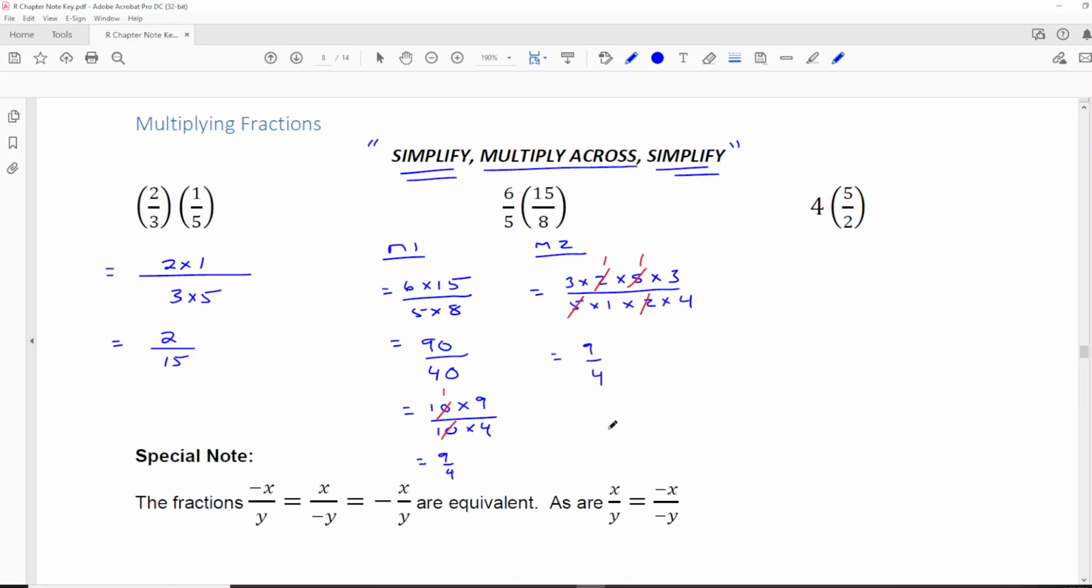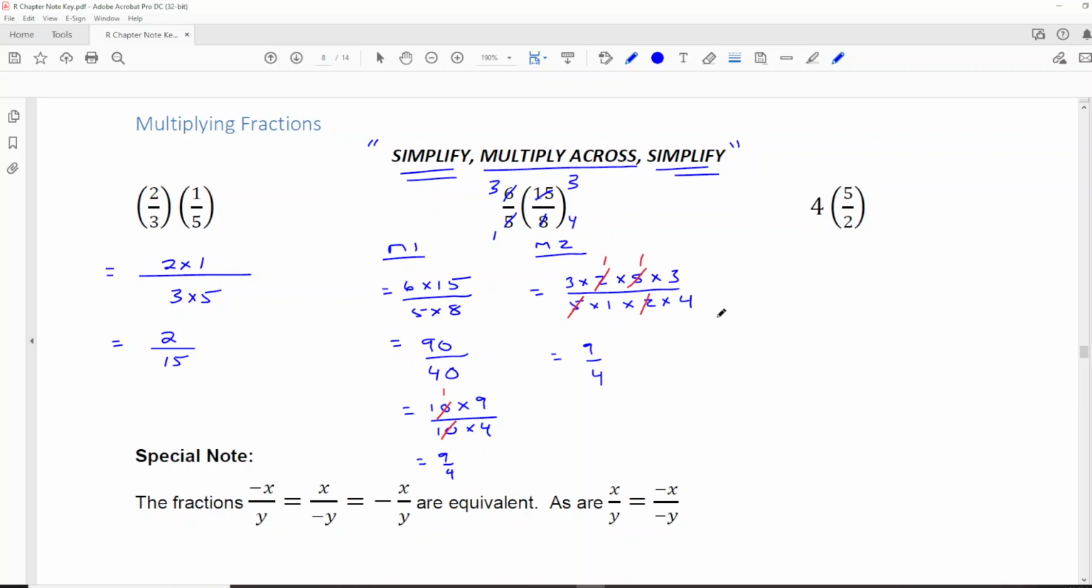Now, the way you've traditionally probably seen this done is people have gone, what goes into 6 and 8? Oh, 2, so I'm left with 3 and 4. What goes into 5 and 15? Oh, 5, so 1 and 3. And then multiply across, which is great. It's fine. It's the way I was traditionally taught as well, and when I'm being lazy, that's what I do as well. But it can get messy and kind of gross.